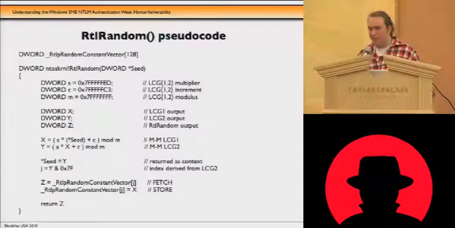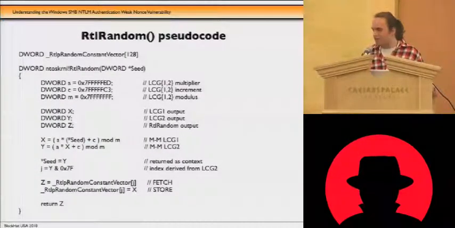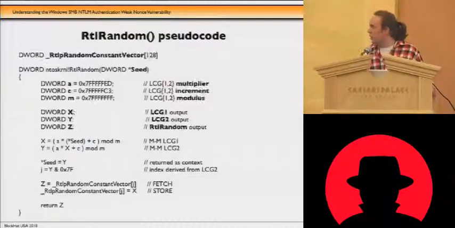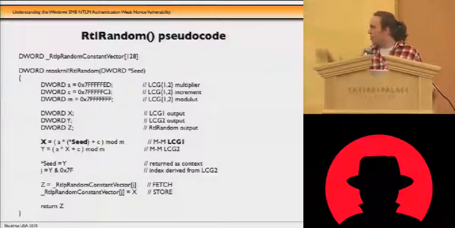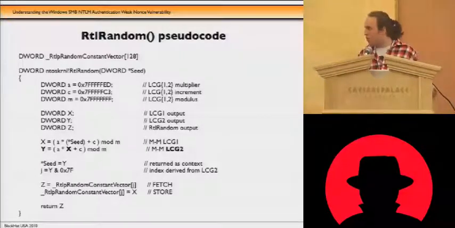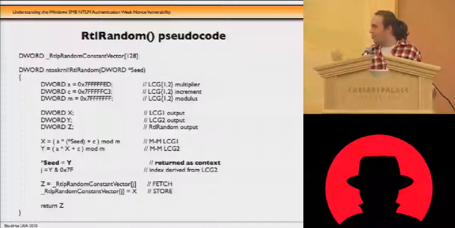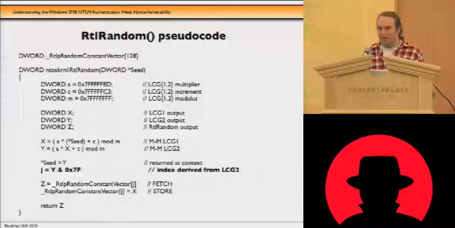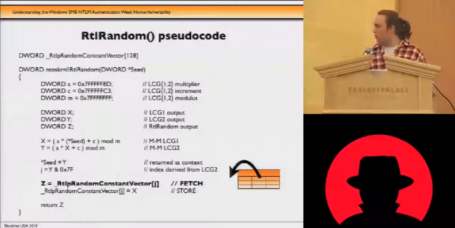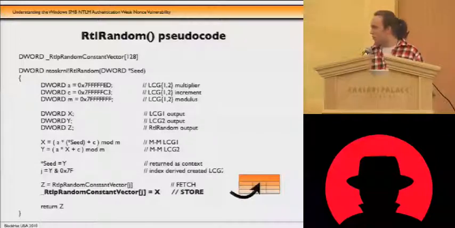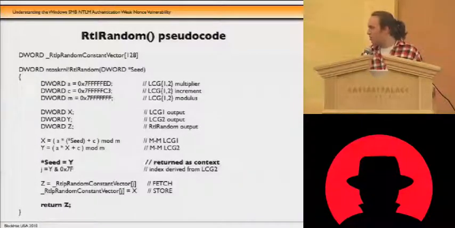So again, here is the pseudocode of RTL random that we disassembled. We have the context that it needs for the LCGs. First, we can see the formula of the LCG. It doesn't matter right now what's happening there, but that's the formula of an LCG. That's the second LCG, so we have two numbers created. The second number will be returned as a context. Then an index will be created, and that index will be used first to fetch a value, and then to store a value, and it will return the previously fetched value, and also the context.